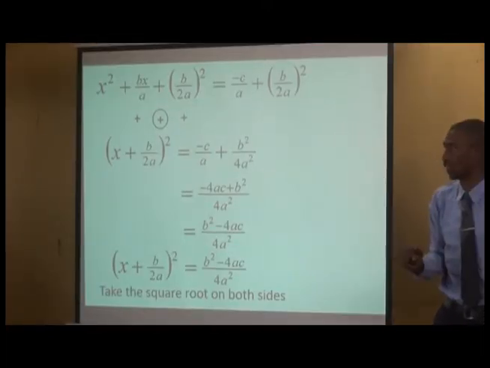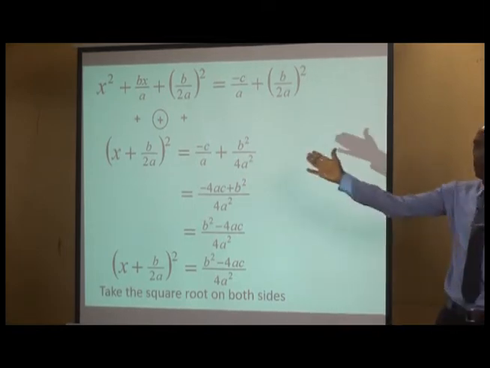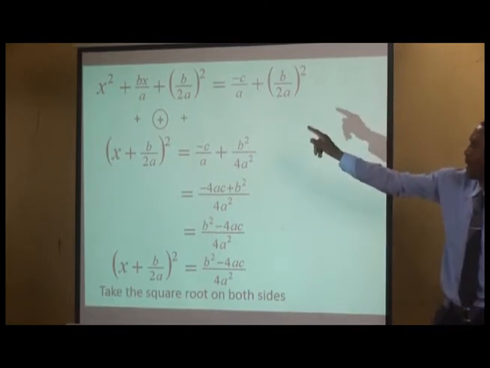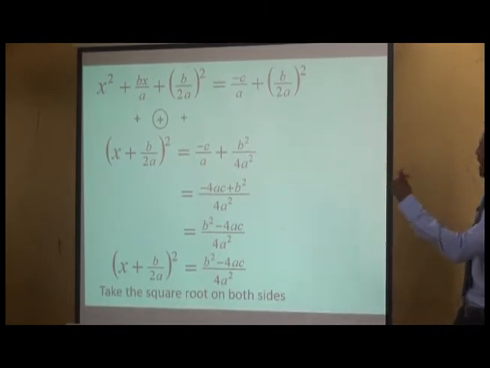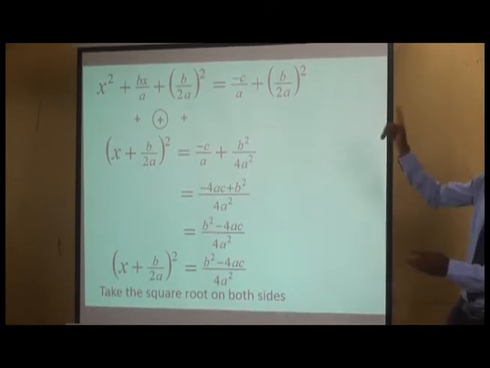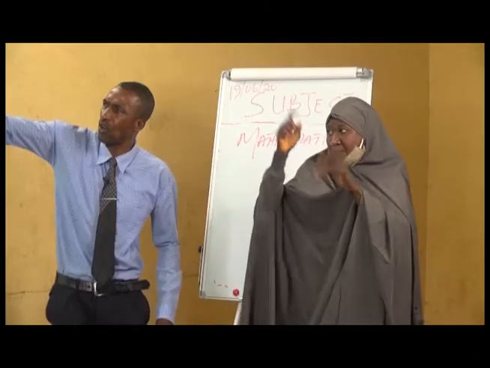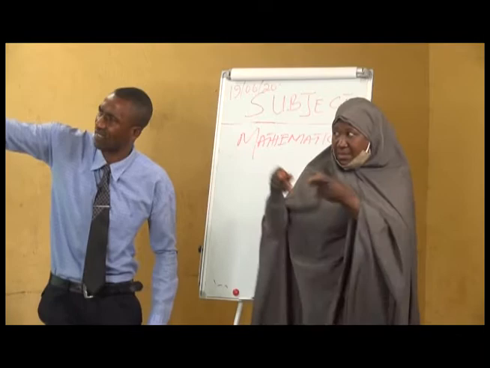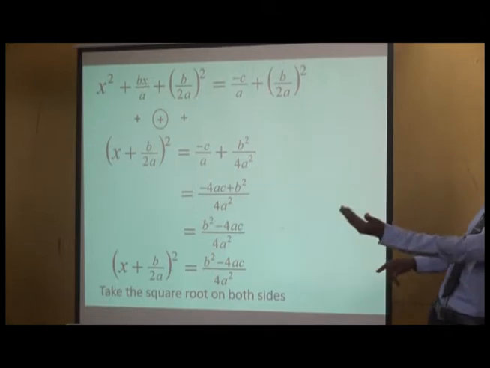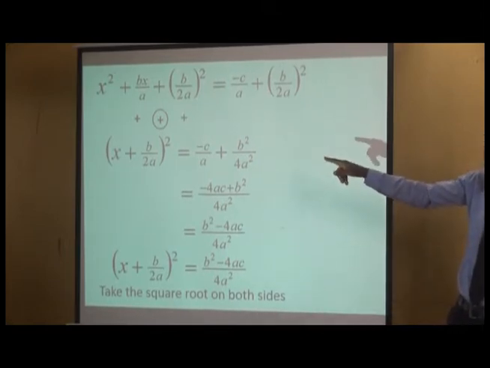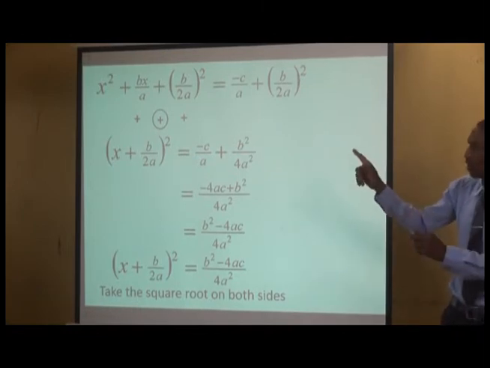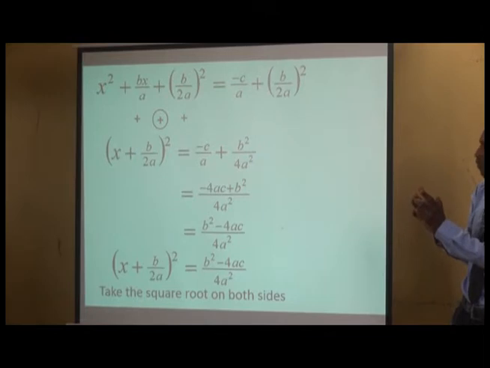Now, by factorization, x has the square, so I brought down my x. My b over 2a also has the square, so I also brought down my b over 2a. And conspicuously, I carried down the centered sign, which is positive. So by factorization on the left, you could have x plus b over 2a in bracket, all raised to the power of 2.